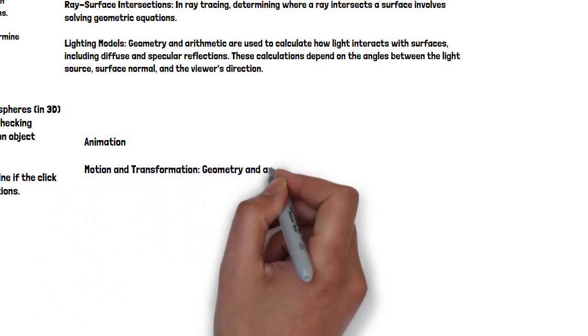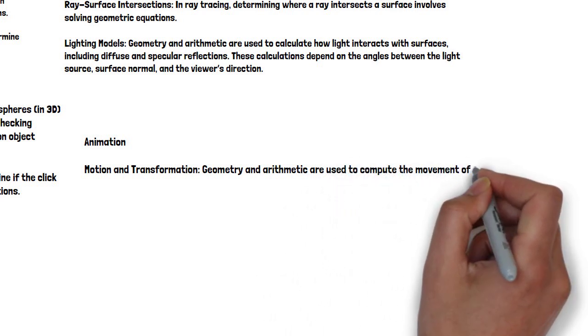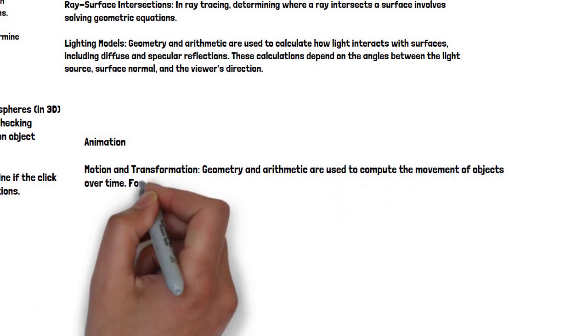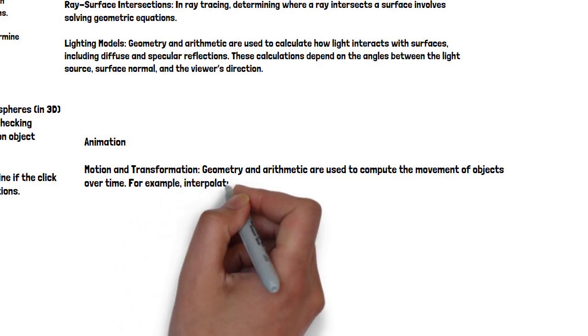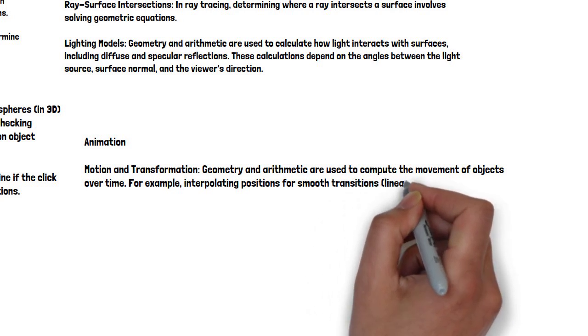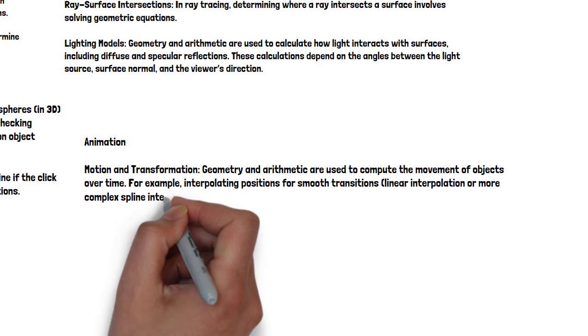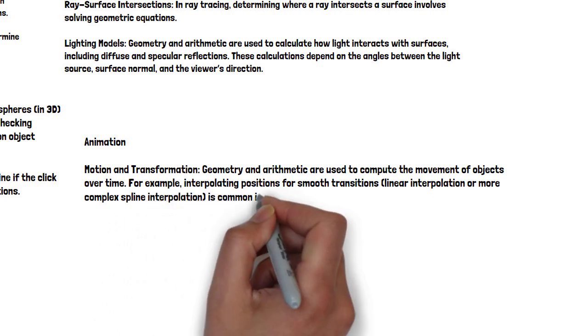Animation, motion and transformation. Geometry and arithmetic are used to compute the movement of objects over time. For example, interpolating positions for smooth transitions, linear interpolation, or more complex spline interpolation is common in animations.